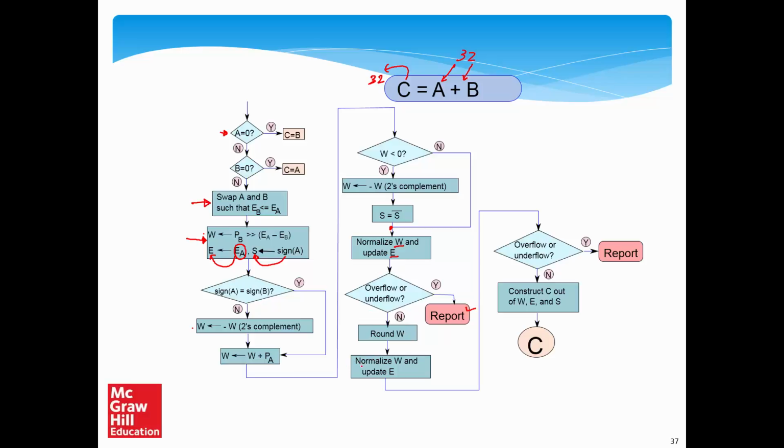After rounding, we need to renormalize W and update E. The process of renormalization itself can induce an overflow or underflow, so this should be reported. If we have reached this step, everything is in order. So we need to construct the result C out of W, which is the final significand. We can construct the mantissa out of it, the exponent field, and the sign bit. And then we report the result as C.